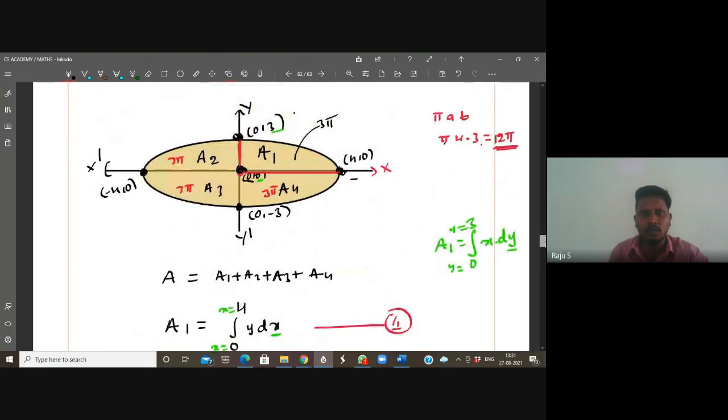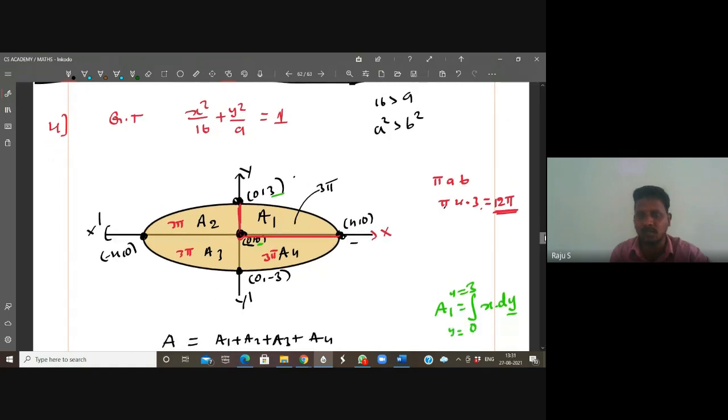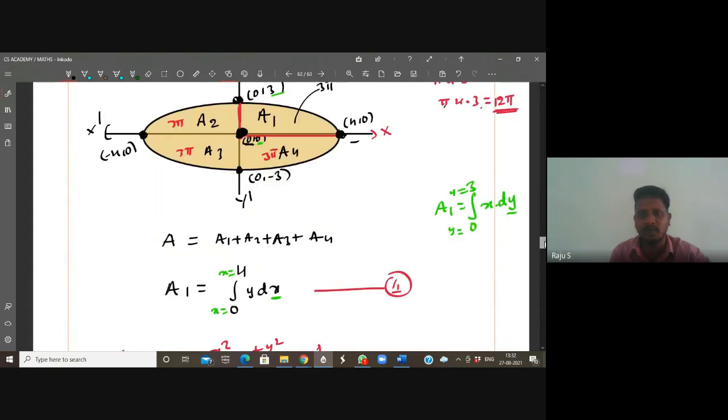See, this is the ellipse equation I have given clearly here. A square is greater than B square, 16 is greater than 9, so the major axis is the x-axis, and you can draw the graph of the ellipse. After that I found the intersection points on the x-axis and y-axis. First I'm going to find the area of the region in the first quadrant, then I want to multiply with 4. So for the area of the first quadrant, I'm going to take x limits from 0 to 4, then y dx, 0 to 4, y dx.